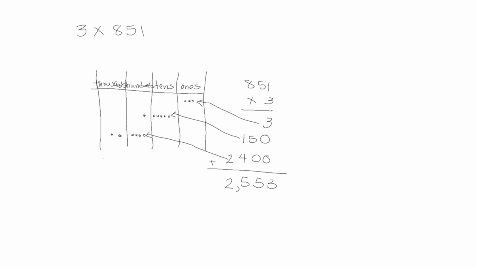And we can see over here we have 2,000 plus 5 hundreds plus 5 tens plus 3 ones. And if we add that, we also get the same total product. So from this one, we went from our partial products to our place value chart, whereas previously we went from our place value chart to our partial products. Let's try another one.